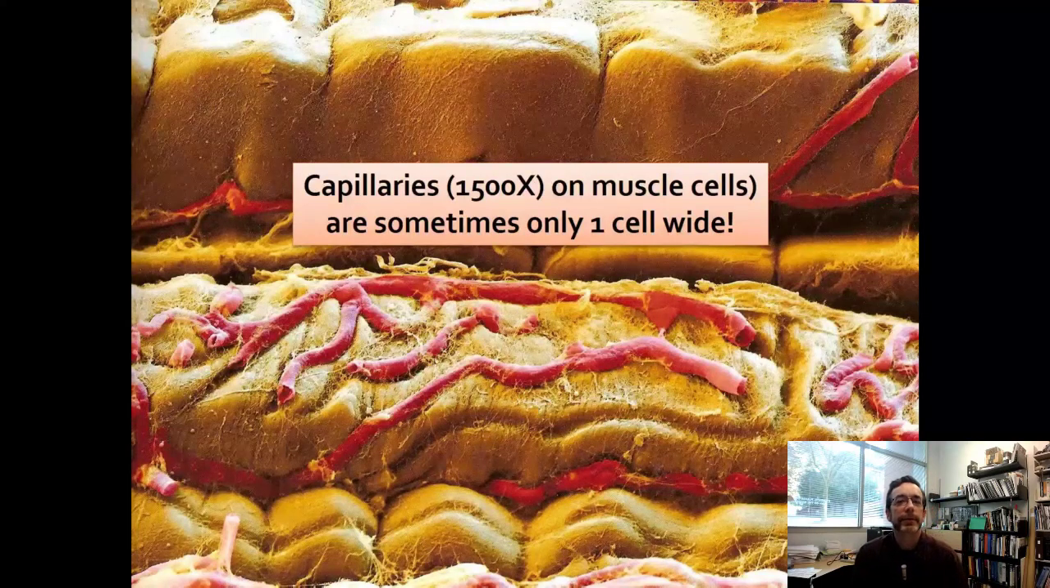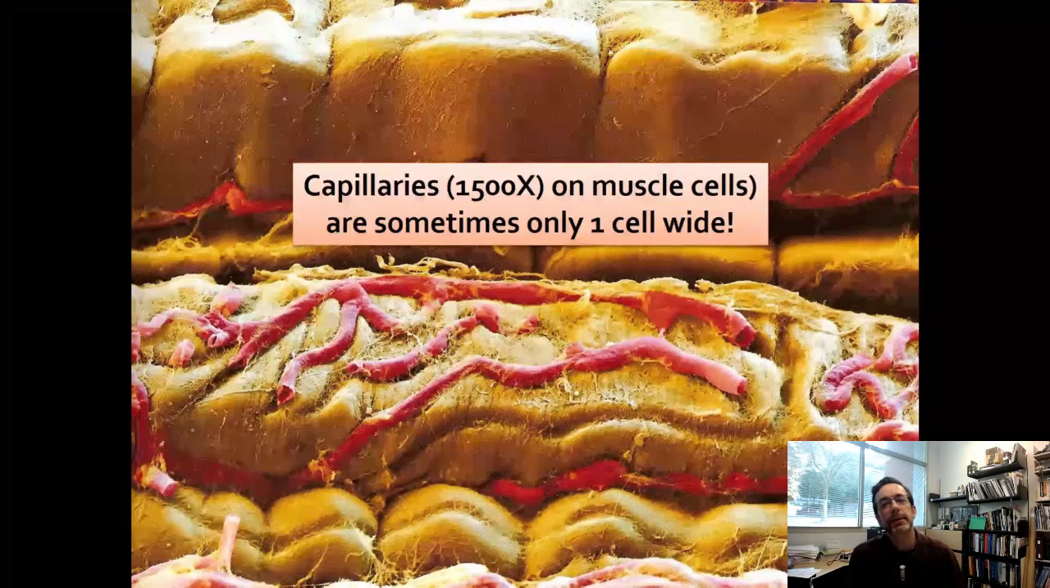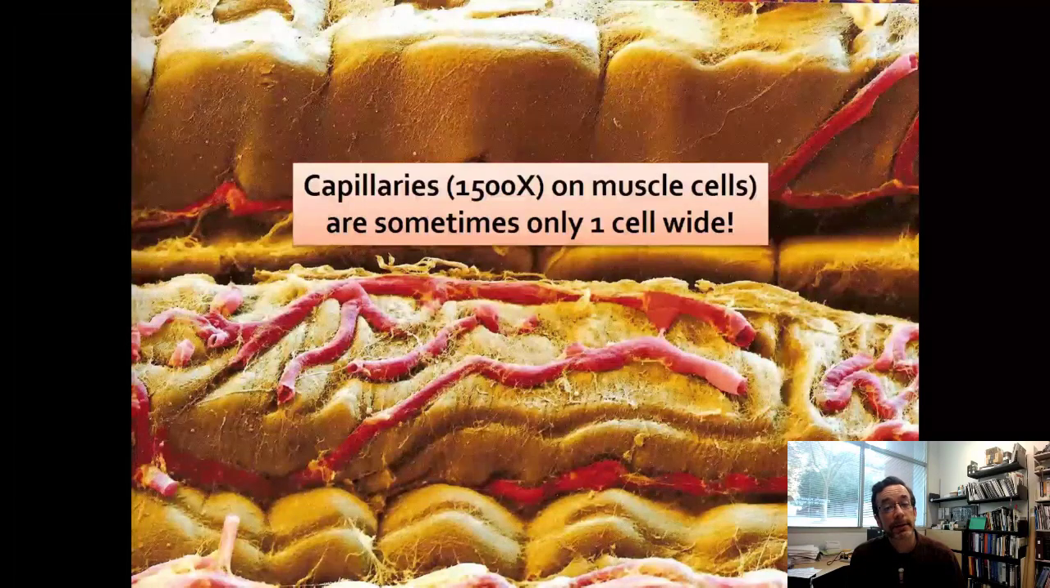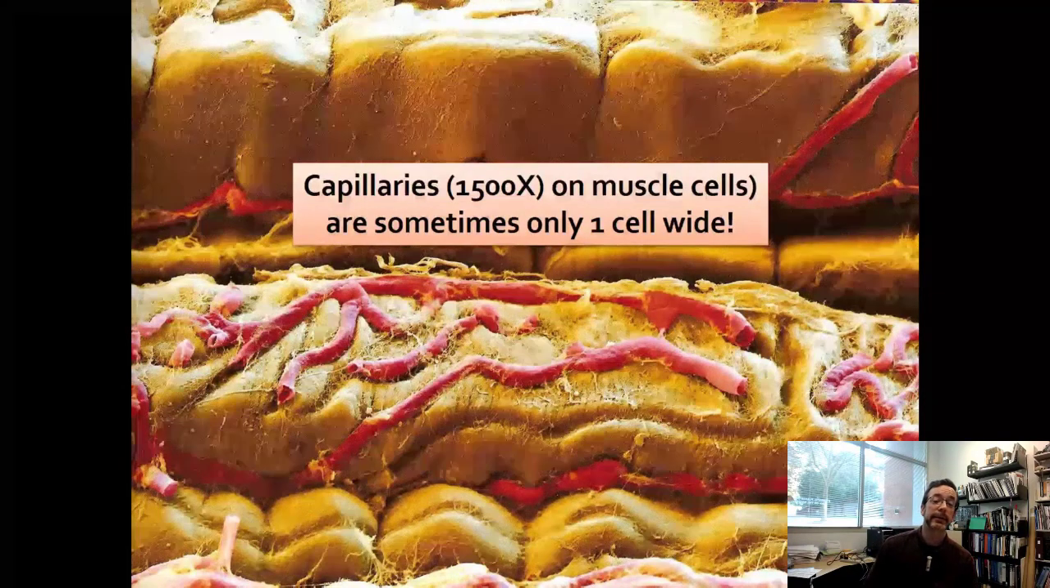This is why the sickle cells are such a problem. This is a picture of some capillaries. These are very, very small. Capillaries in muscle cells right here. Sometimes they're only one red blood cell wide, and the cell needs to be flexible to fit through these. Sickle cells cannot fit.